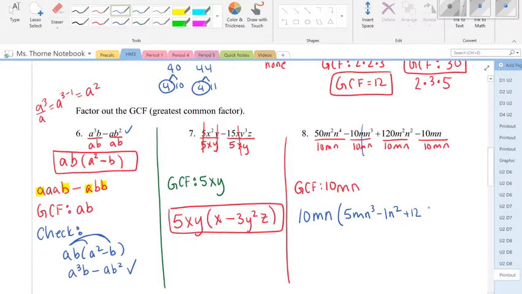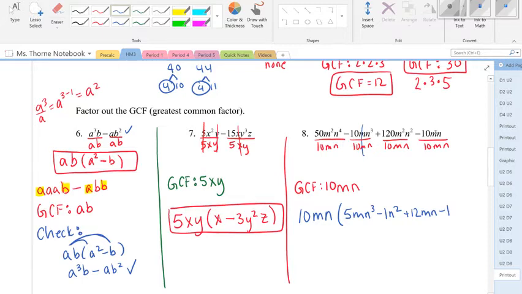M squared over m would give me 1m, and n squared over n gives me 1n. And again, you're just subtracting the exponents. So 2 minus 1 is 1. So over here, -10 divided by 10 gives me a -1 as a placeholder. You don't have to write the 1, but we're going to leave it there for right now.